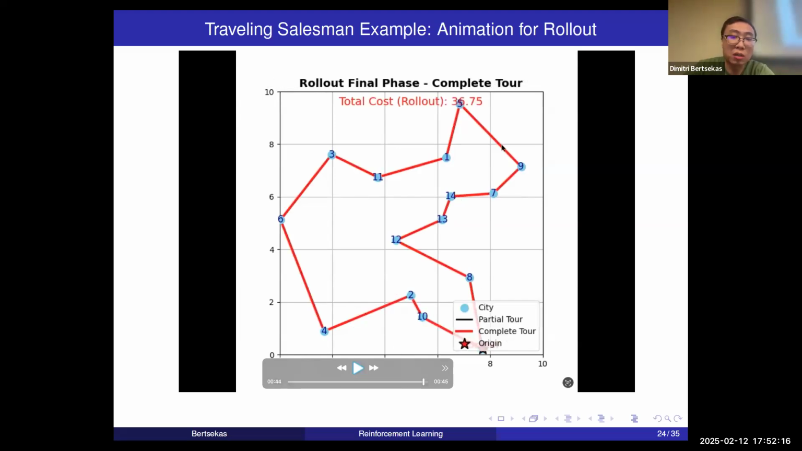And as you can see, because of this long vision encoded by rollout, by looking into the future and running the base heuristic, we do not have these kinds of crossing paths that lead to detours in the end. Any questions here?